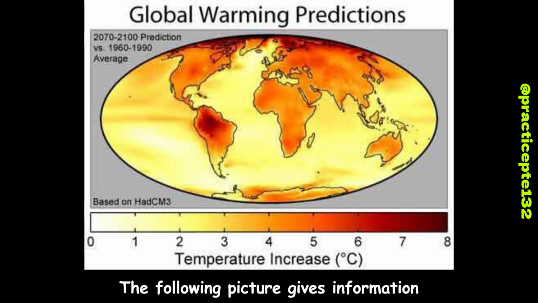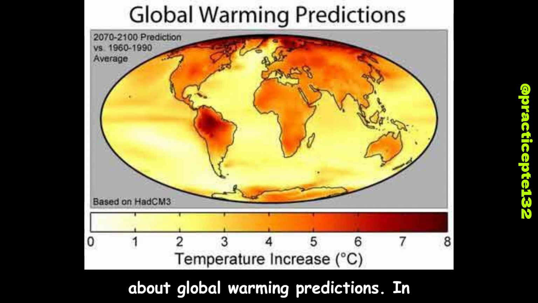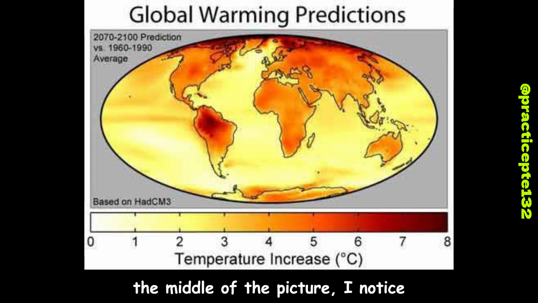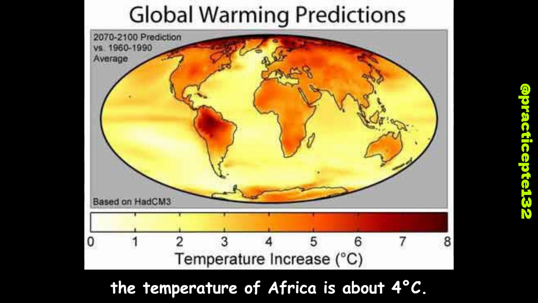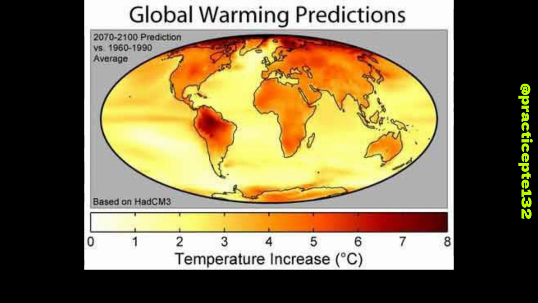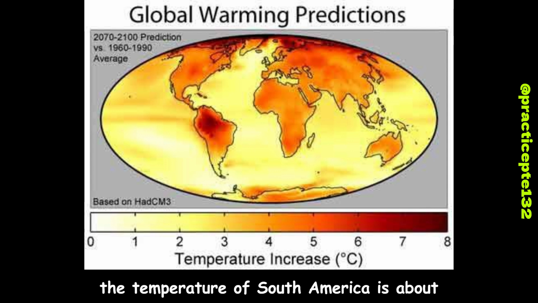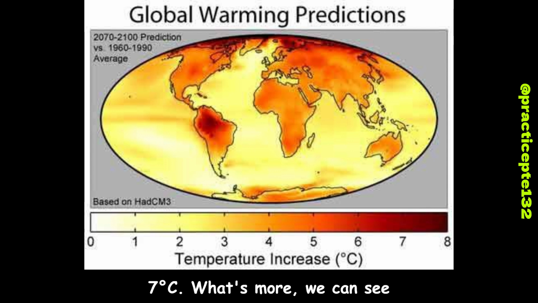The following picture gives information about global warming predictions. In the middle of the picture, I notice the temperature of Africa is about 4 degrees Celsius. At the left of the picture, I find the temperature of South America is about 7 degrees Celsius.